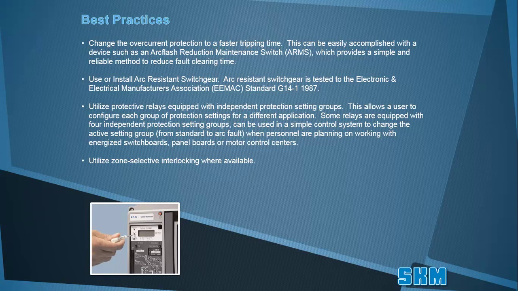Utilize protective relays equipped with independent protection setting groups. This allows a user to configure each group of protection settings for a different application. For example, the Cutler Hammer FP5000 protective relay, which is equipped with 4 independent protection setting groups, can be used in a simple control system to change the active setting group from standard to arc fault. When personnel are planning on working with energized switchboards, panel boards, or motor control centers, utilize zone selective interlocking where available.